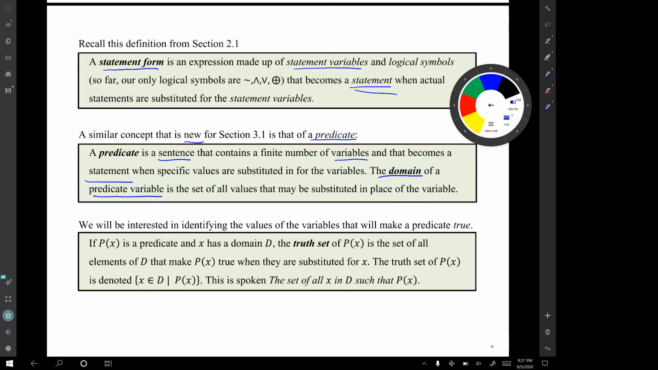Now we'll be interested in identifying the values of the variables that will make a predicate true. And so we refer to that as the truth set. So if you have a predicate and you have a variable that has a domain D, then the truth set is the set of all elements of D that make P of x true when they're substituted in for x. And that would be abbreviated this way: the set of all x in D such that P of x. So you speak this simply: the set of all x in D such that P of x. So this vertical bar is spoken such that.